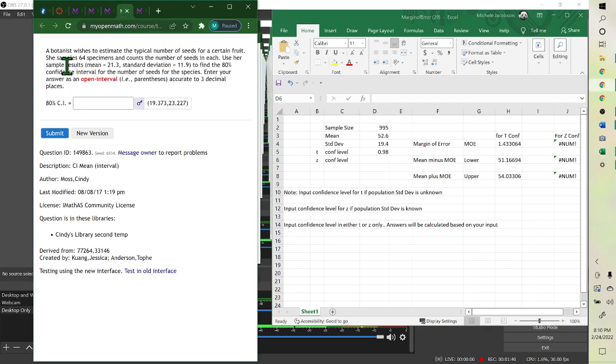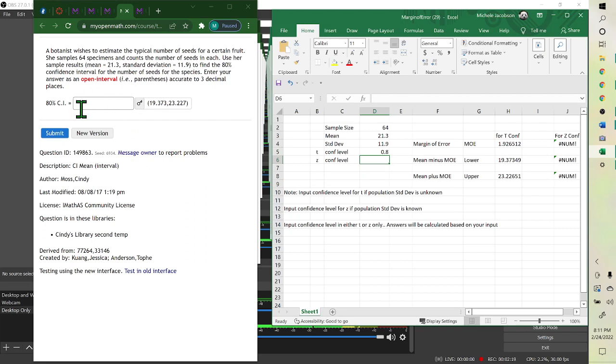The second one, a botanist wishes to estimate the typical number of seeds for a certain fruit. She samples 64 specimens. So I'm going to delete these. Her sample size was 64. Number of seeds. Her sample mean was 21.3, and a standard deviation of 11.9. Find an 80% confidence interval, so 0.80.